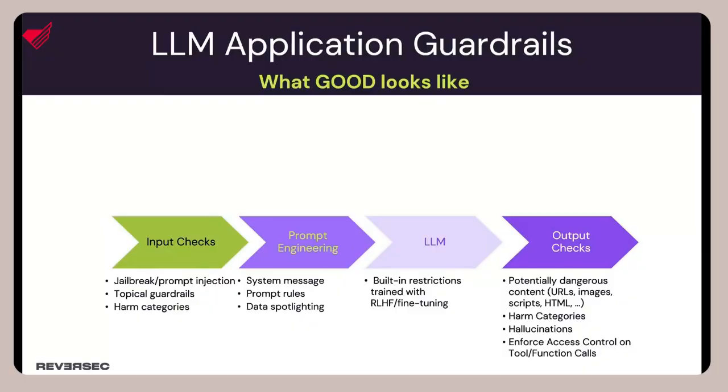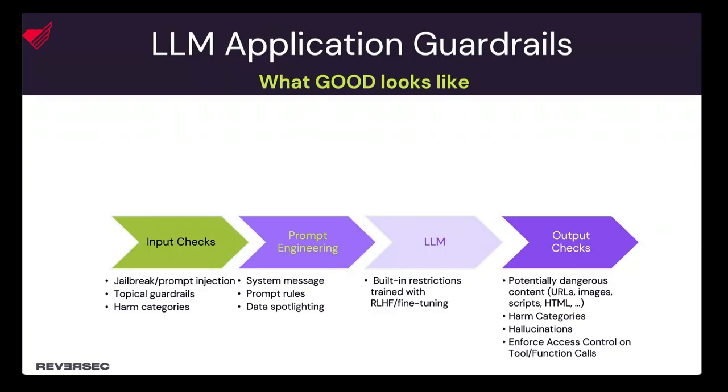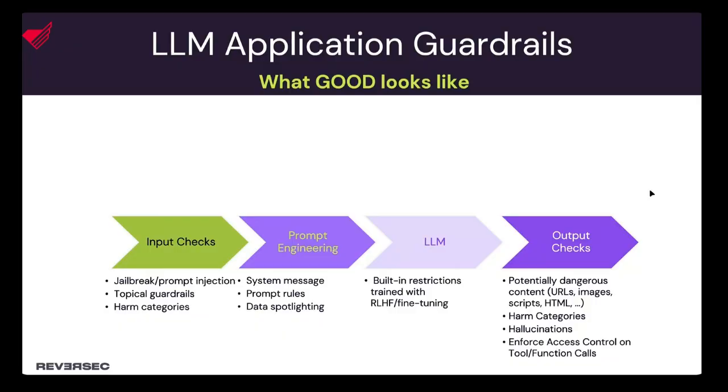So what you see now on screen, I call it the LLM Application Guardrails, and this is what good looks like. Now, in an LLM application or use case, you have different stages at which different types of guardrails can be implemented. And typically, you have to mix and match these guardrails at the different layers to get the security that you're looking for. Now, typically, there are guardrails that are baked into the LLM itself.